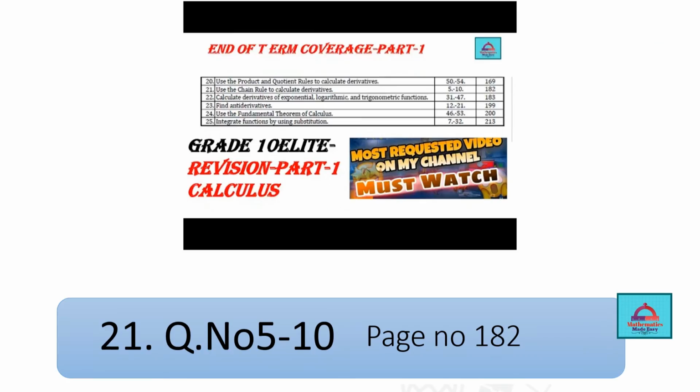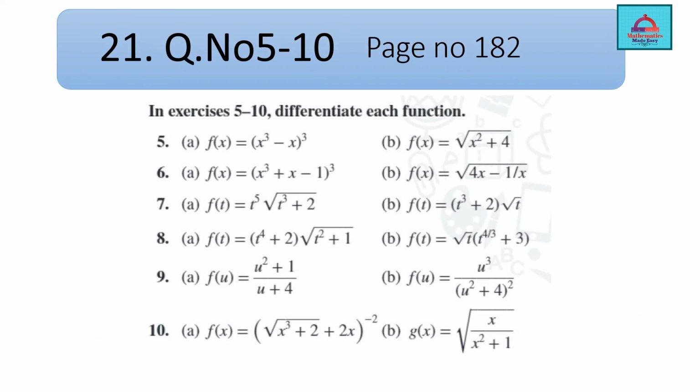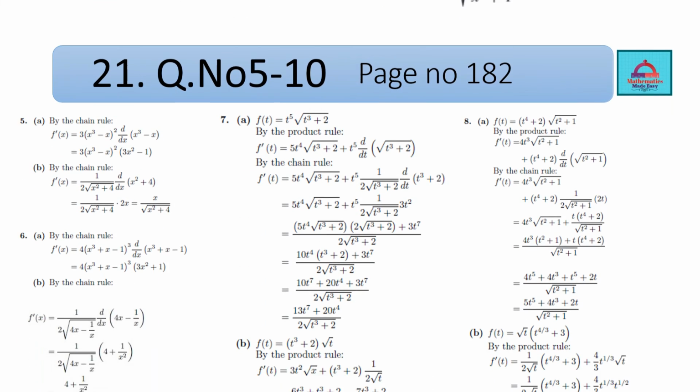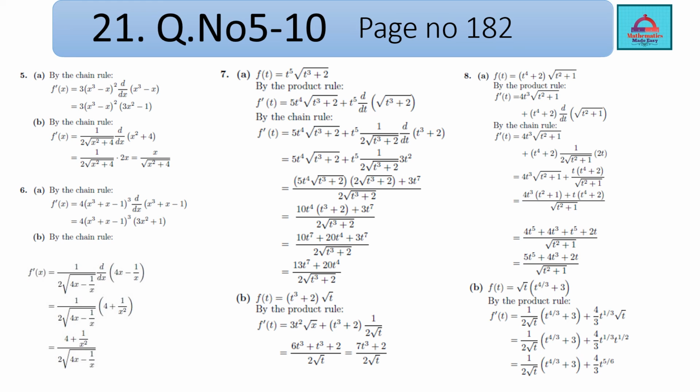So now I'm sharing for question 5 to 10 on page 182, the final answers. We've already solved these questions in great detail in the video whose link I have provided. So do watch those videos, and now let's see the final answer. So final answer for question 5a part is this. Final answer for question 5b part is this. For 6 question part A, the final answer is this. And for B part, the final answer is this.